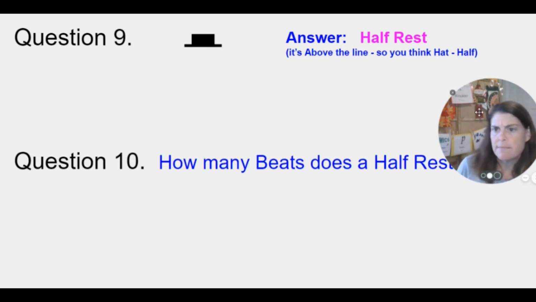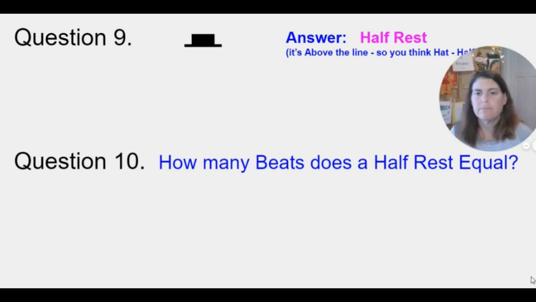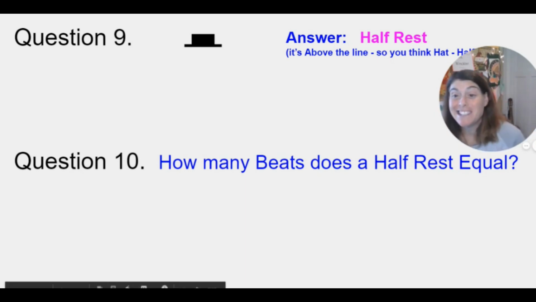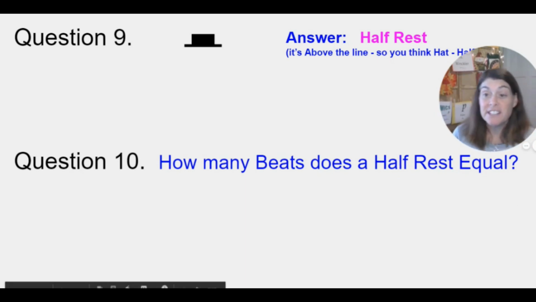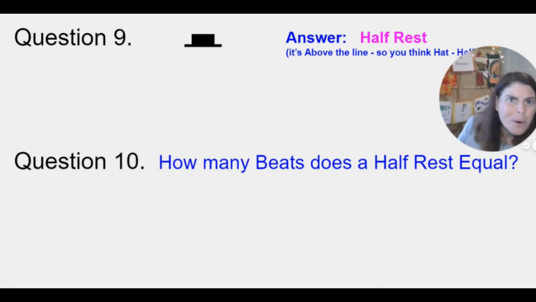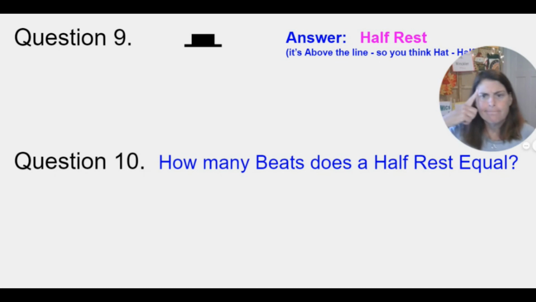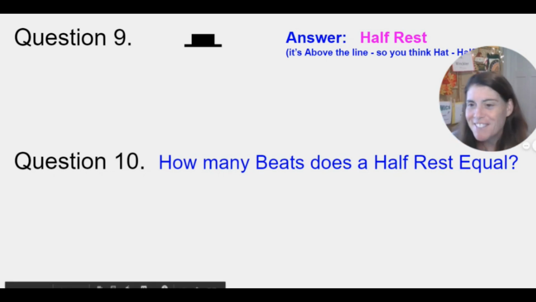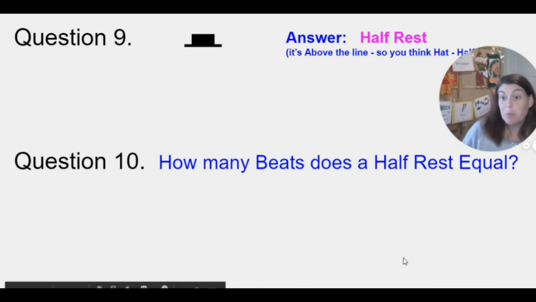Final question. How many beats does a half rest equal? What? Half rest. The one that's on the page right there. Here's your answer. Hope you got it right.